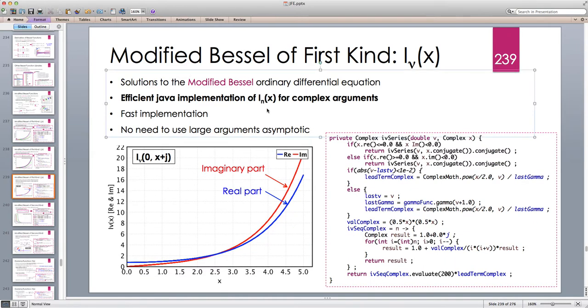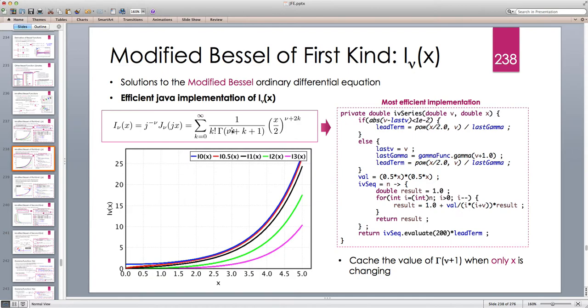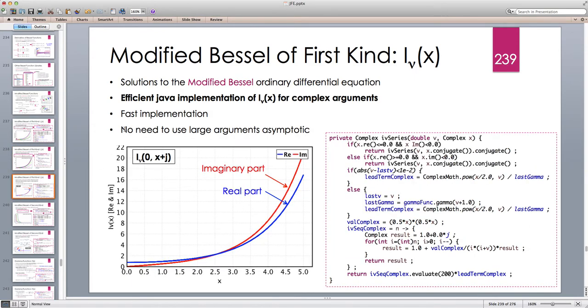Yes, as I mentioned, for any I nu, even for complex arguments, this equation still works, right? And again, if you recall, we also had a separate implementation for J nu when the argument was very large. But here, we typically don't deal with large arguments because this is an exponential growth. So after x greater than 7, 8, or 10, we end up with a very large number. So we typically are in this range from 0 to 5 when we are actually evaluating the I nu. And no need to use large arguments asymptotic. We can if we want to, but there is no real need to do it.